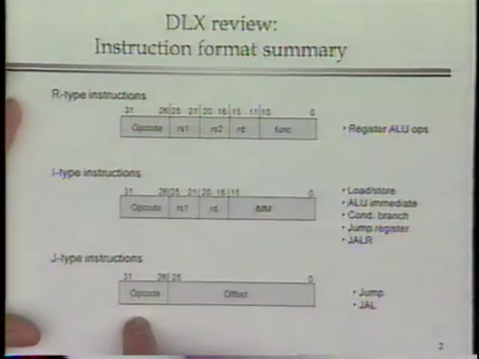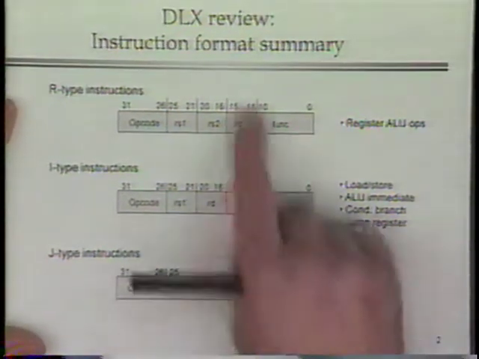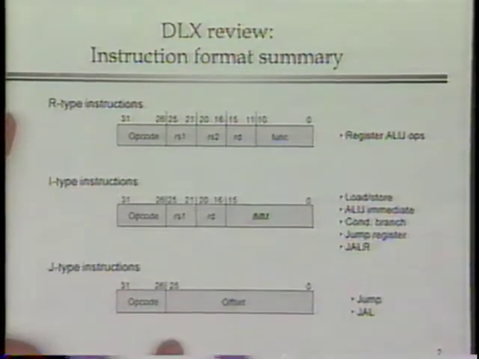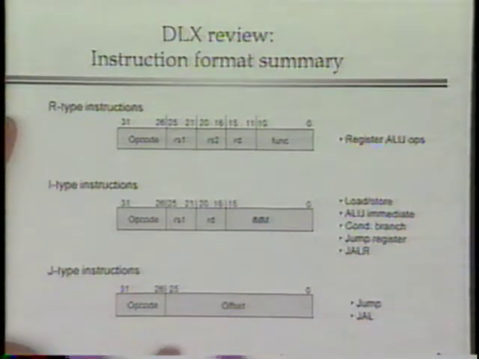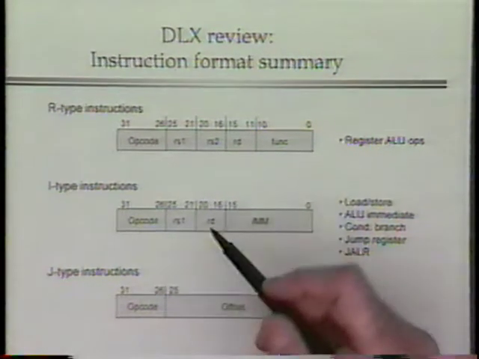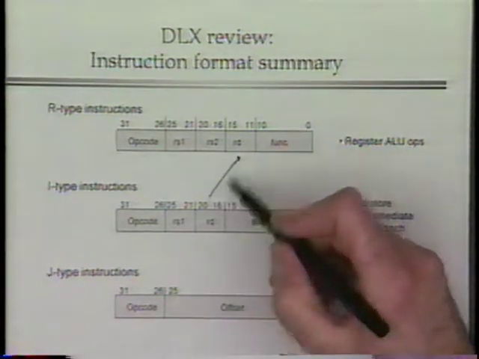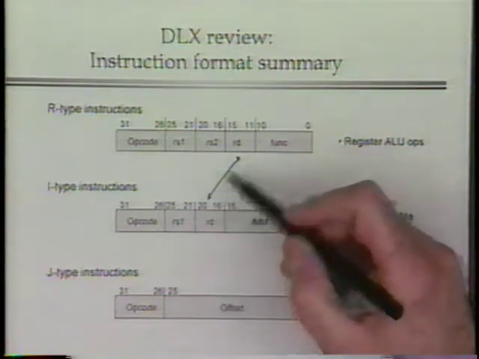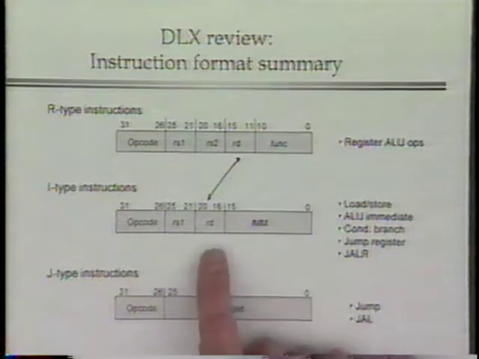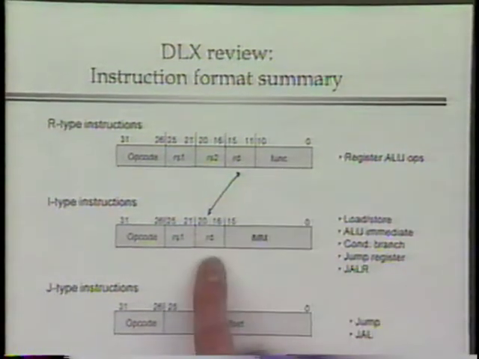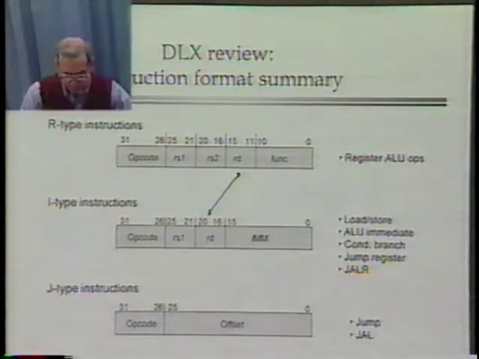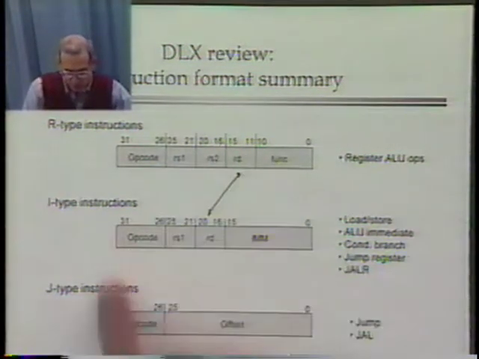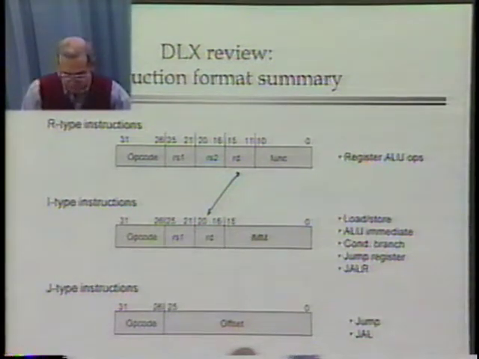First thing to do is to briefly review the DLX instruction format. We went over this last time, so I won't spend much time on it, but it's convenient to see on a single page how the three instruction types lay out. Notice the thing that we were talking about last time, for example, that the register specifier for destination register might appear in one of two different places in instructions, depending on whether it's an R-type or an I-type instruction. But these are the only three formats that we need to worry about.